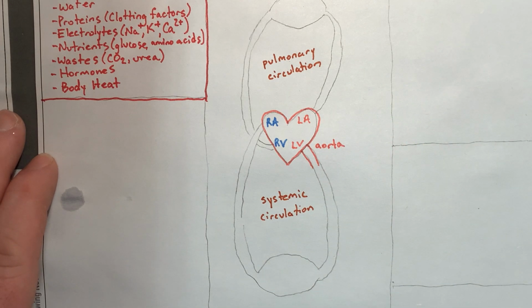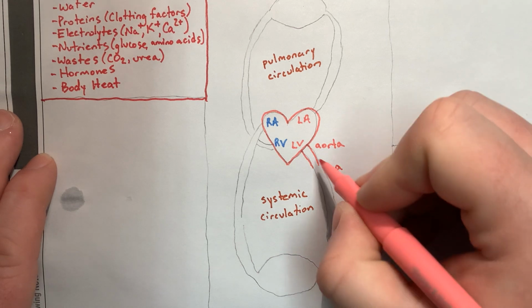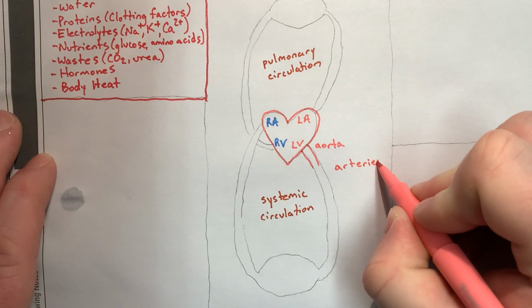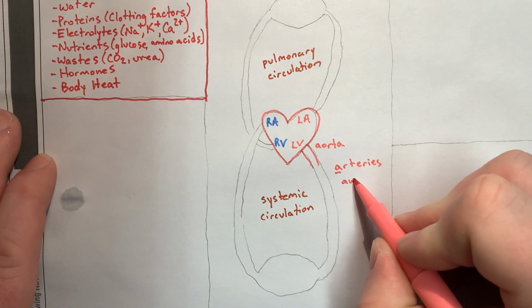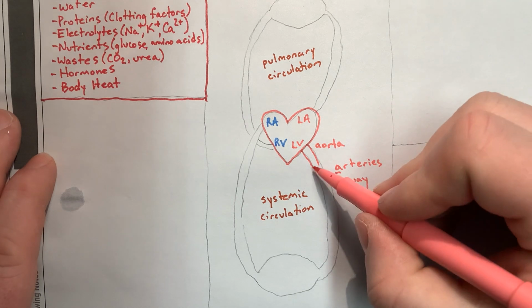That's the biggest artery in your body. And then the aorta hooks up to other arteries. And the thing about arteries is arteries always carry blood away from your heart. So you can remember arteries, A in arteries, and A for away.